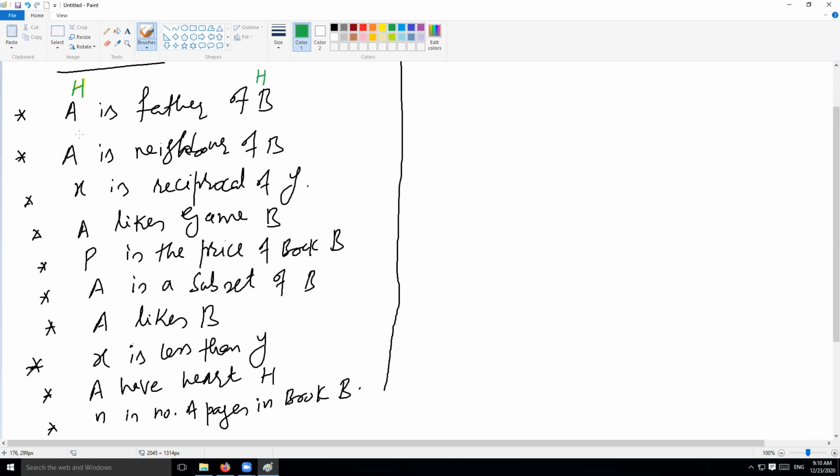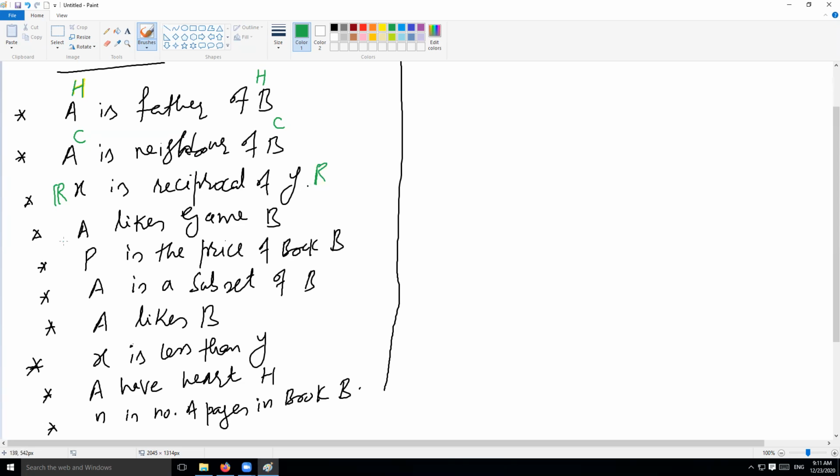Sir, it may be a person or it may be a country. Yes, it may be a person, a country, or anything. Okay, so say for example, as per Abdul Hamid's example, it's a relationship from country to country, right? X is a reciprocal of Y, it's a relationship from where to where? Real numbers to real numbers.